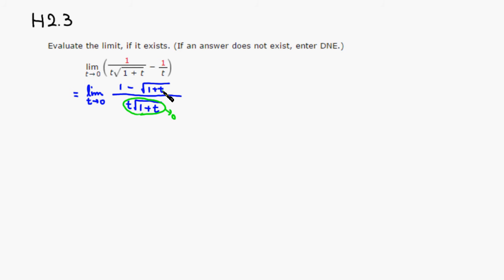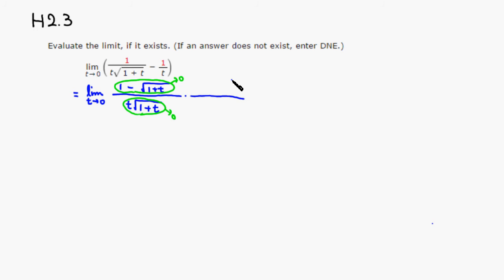How about the numerator? If you put 0 there, it's 1 minus 1, so the numerator also goes to 0. Right? So that means we need to do a little bit more work. Then we can use the same trick we used in class.